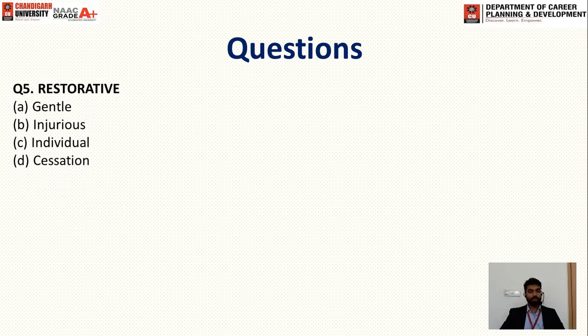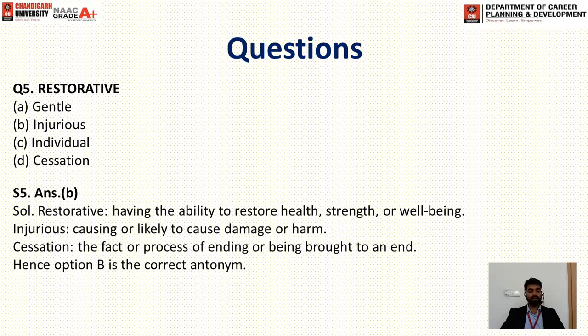Restorative. We have 4 options: gentle, injurious, individual, secession. Restorative is something that has the ability to restore your health, wealth, strength and well-being. Injurious is causing or likely to cause damage or harm. Secession is the fact or process of ending or being brought to an end. Hence option number B is the correct antonym.